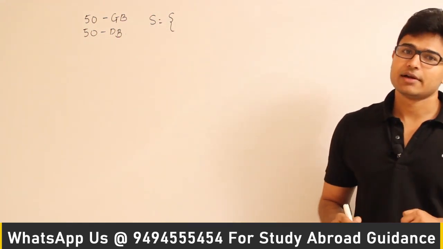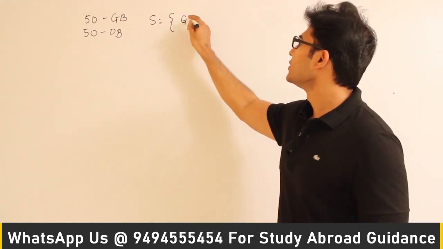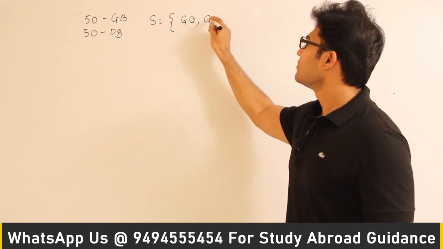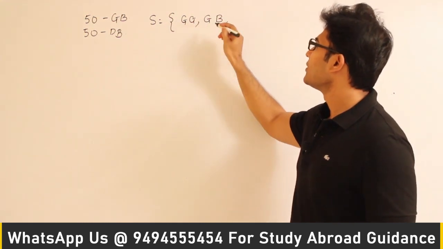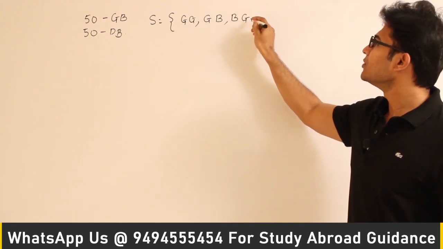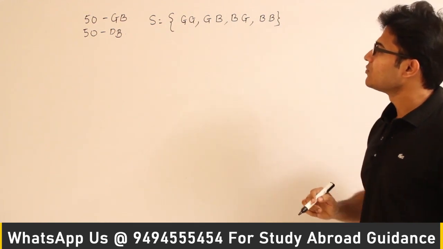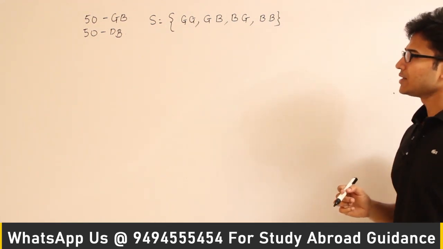Now the sample space will contain four events. What are they? Both the bulbs may be good, or the first bulb may be good and the second bulb bad, or the first bulb may be bad and the second bulb good, or both the bulbs may be bad. So these are the four events which are possible in the sample space.